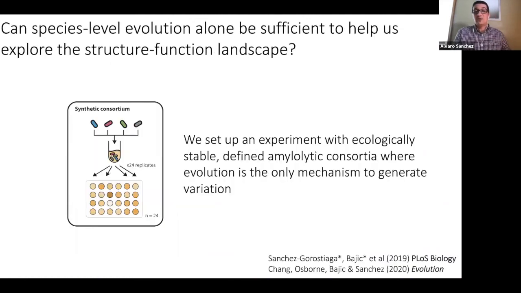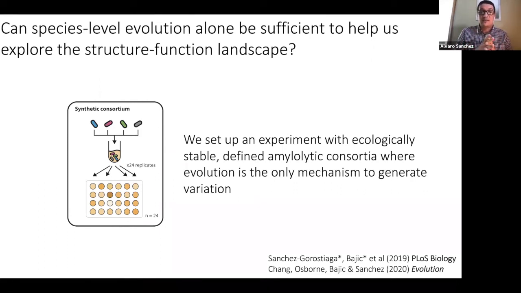So we wanted to do an experiment where we could address that specific question by creating ecologically stable communities that were defined and very large, where we know exactly what we're putting in. In all previous experiments I've described, the communities were inoculated from random species pools from the environment. With the hope that species evolution would be the only mechanism by which variation could be introduced, if we follow the probabilistic method, which we know is very poor at generating variation. So we set up an experiment like that.